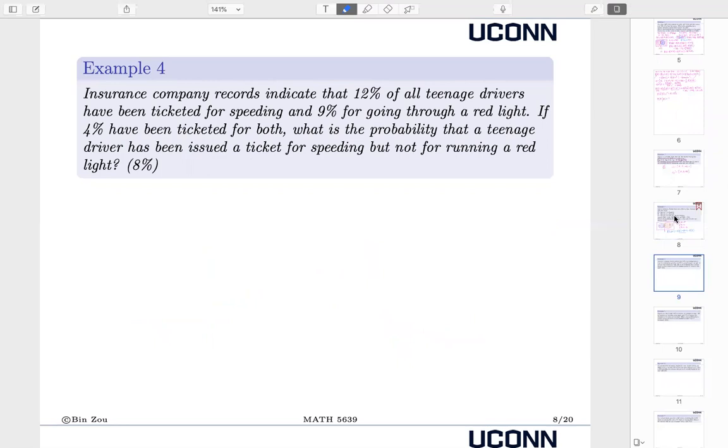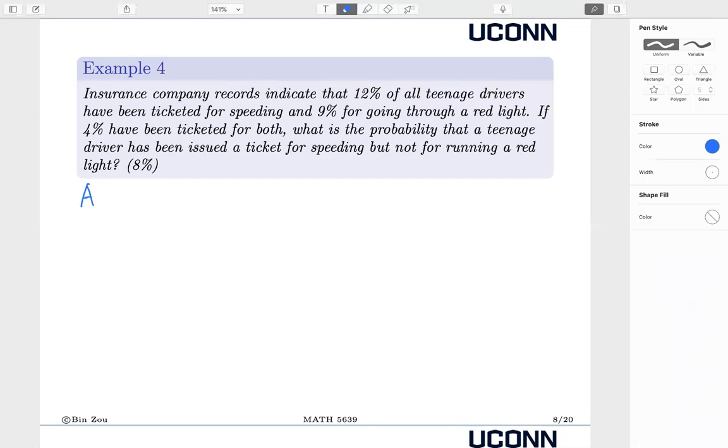Okay, example 4. So here we have an insurance company. It records that 12% of teenagers have been ticketed for speeding, 9% for running a red light. If 4% have been ticketed for both, what is the probability that a teenager driver has been issued a ticket for speeding, but not for running a red light? So again, we need to process the information first, right? Here we have 2 features. A is about speeding.